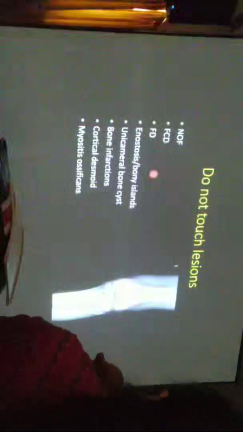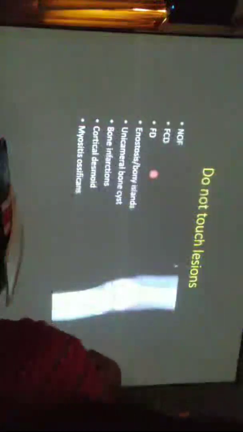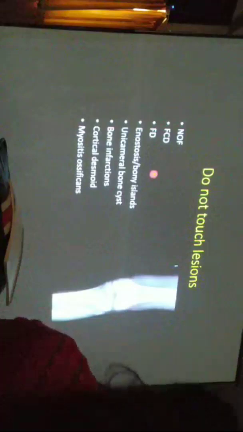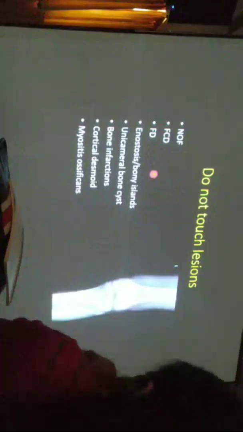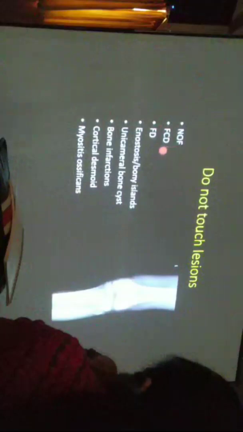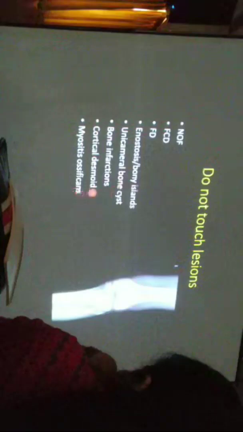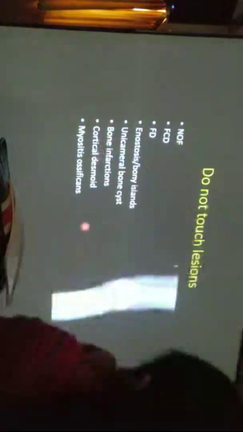And another concept is do-not-touch lesions. Do-not-touch lesions are those lesions which require no further evaluation more than a radiograph. And you have to make these diagnoses on the radiograph without any differentials. And these are non-ossifying fibroma, FCD, fibrous dysplasia, bone islands, simple bone cyst, bone infarct, cortical desmoid, and myositis ossificans. All are do-not-touch lesions, which don't require biopsy or MRI. And you have to remember the imaging features of each one. What about this one? It's a well-defined, peripherally sclerotic geographic lesion, ground glass.